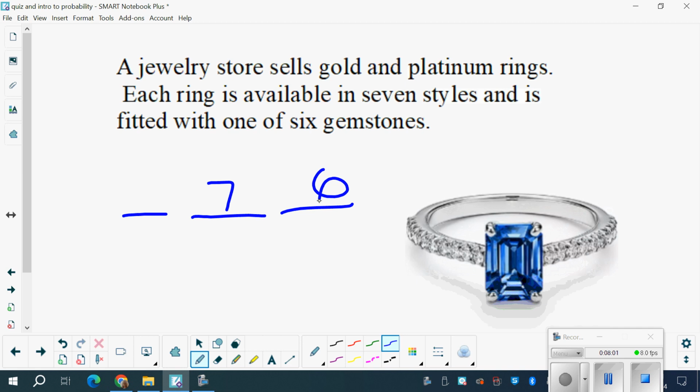Does that make sense? I've got three options. I'm going to have 2 choices for gold or platinum. Always pick platinum. 7 styles. It's a better metal. Yeah, but gold is prettier, but platinum lasts longer.